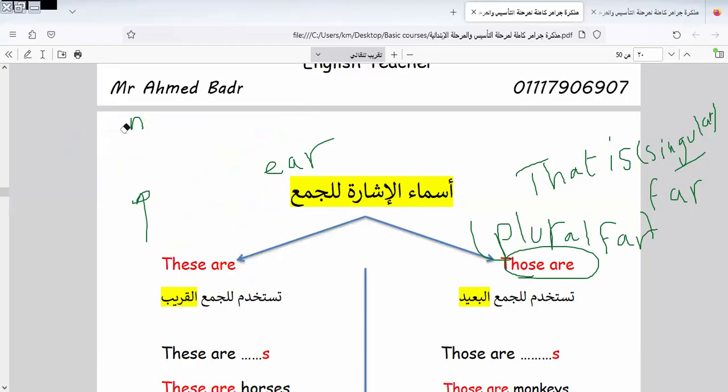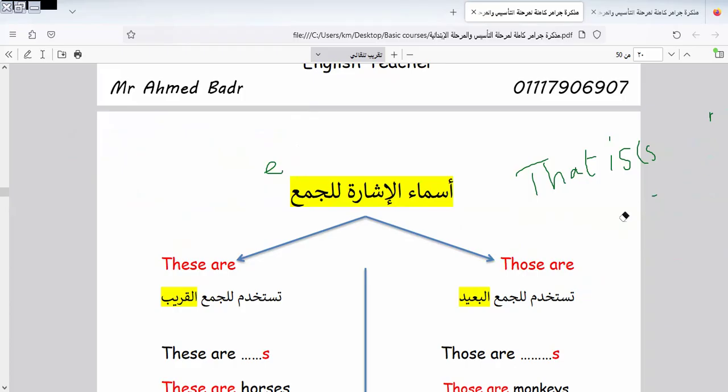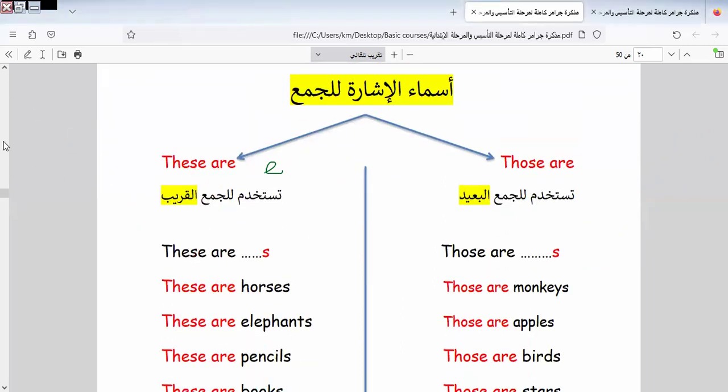Let's go to know more about this item in this part, okay? Let's do it. Here we have, this is... sorry, not "this is", these are, okay? These are, and those are.